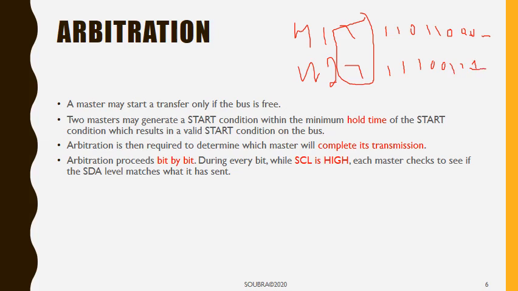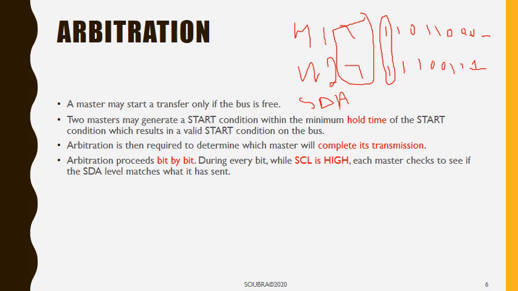So how is arbitration done? It's done on a bit-to-bit basis. What we're going to do is compare what we're trying to transmit to the outcome on the SDA line. Fair enough? So try to map what we learned from synchronization to here.